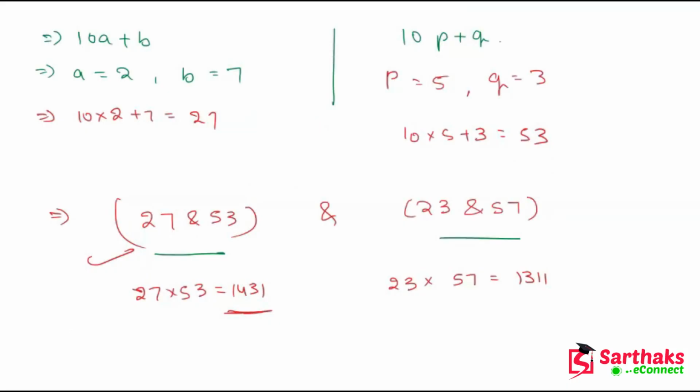So we can write, hence the required numbers are 53 and 27. So this is the answer. Now let's see the second method.